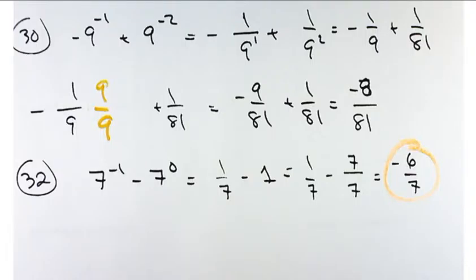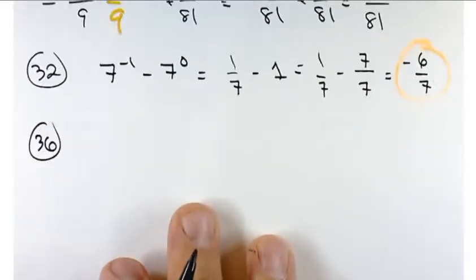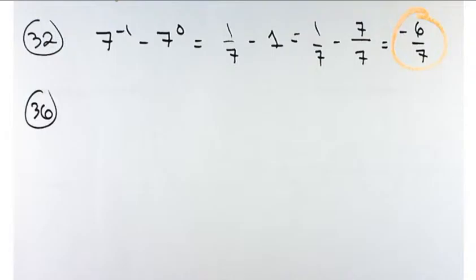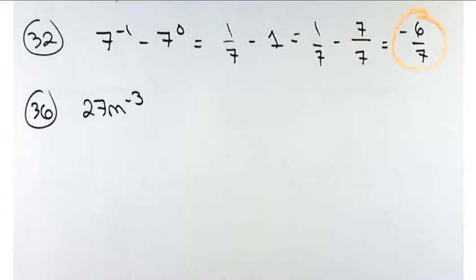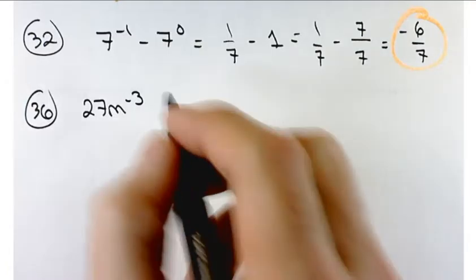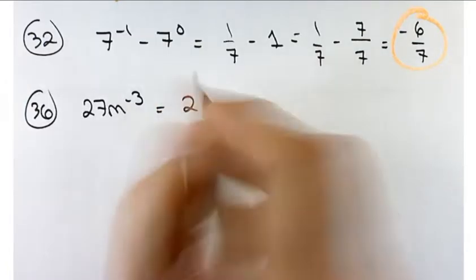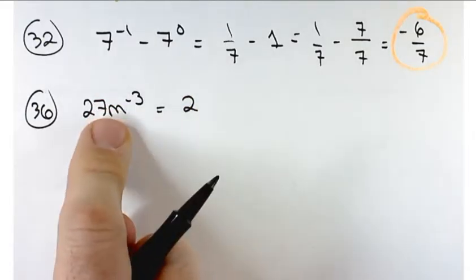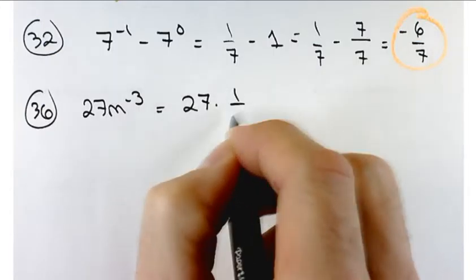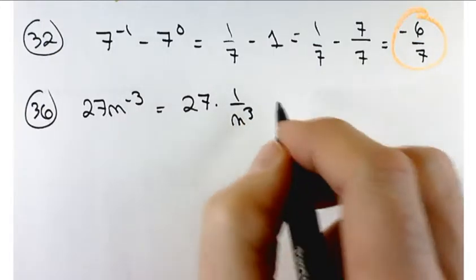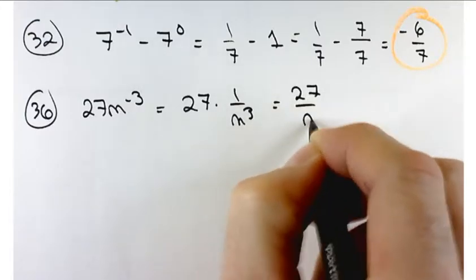Let's do some more here. Problem number 36. I'll actually go back and do this in a comparable way in just a second. But the problem itself starts out as 27m to the negative third. Our goal here, by the way, is to write this with positive exponents. So one way to do that is to think of that as 27 times 1 over m cubed. Or better yet, just 27 over m cubed.